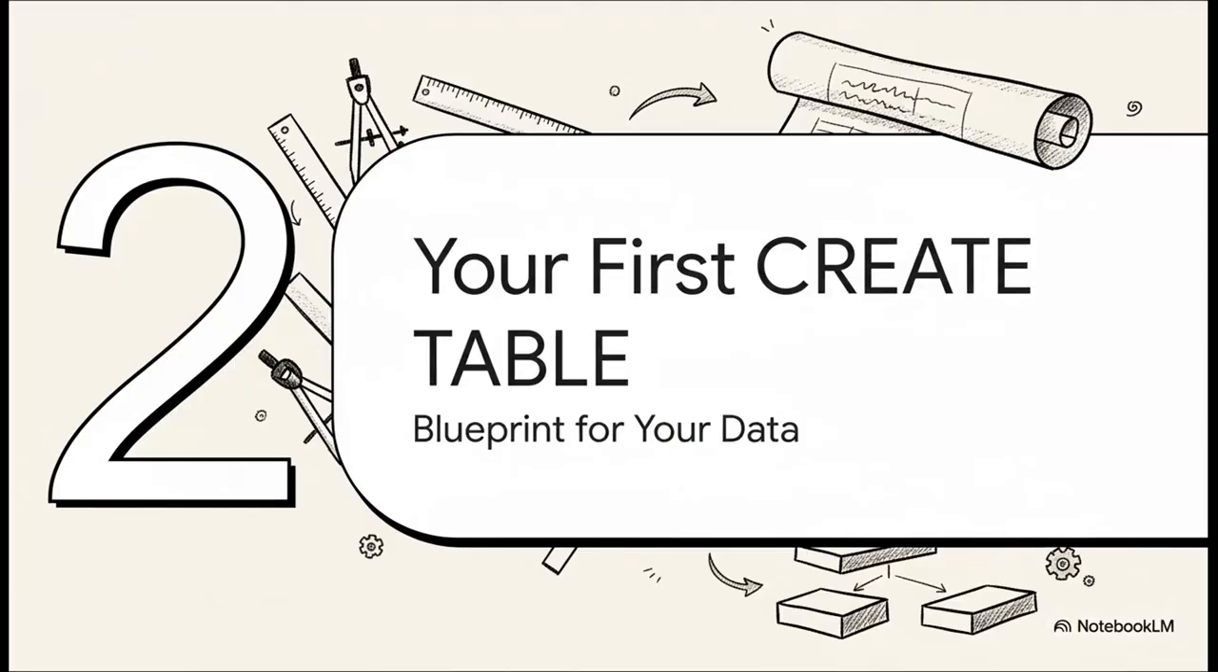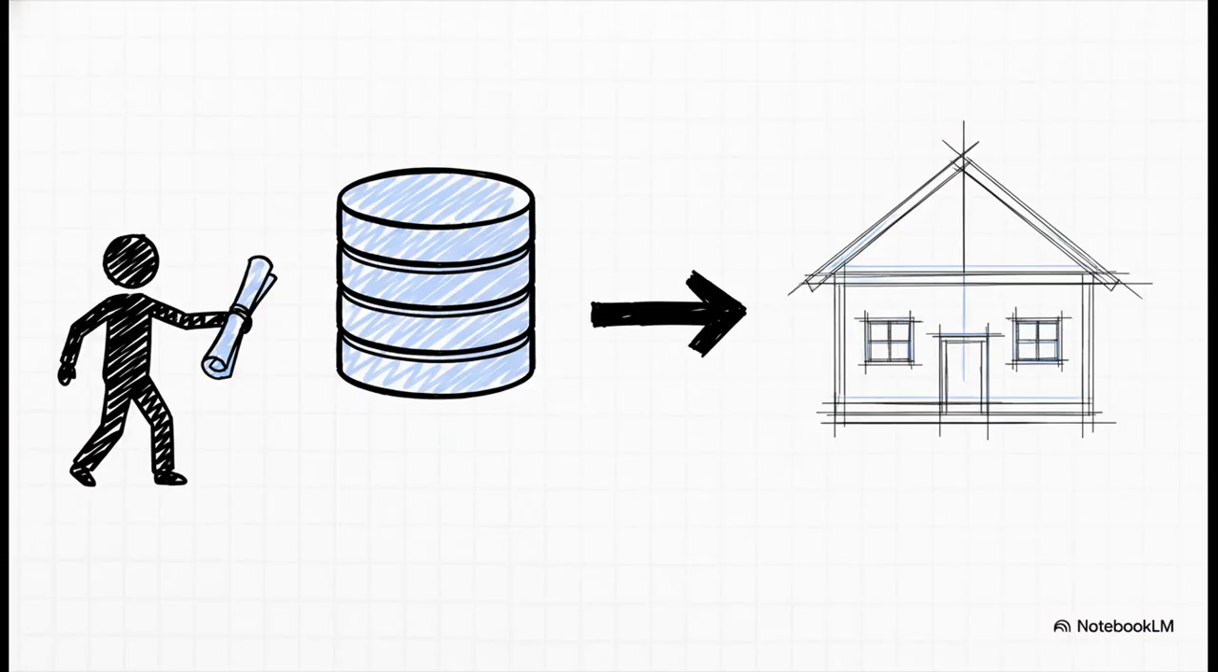All right, that's enough theory. Let's get hands-on and actually build one of these things. This is where we get to draw the blueprint for our data. The magic command we use is create table. It's pretty much what it sounds like. It's the instruction we give to the database telling it, hey, I need a new spot to store some information, and here are the exact rules for how it should be structured. You can think of it like an architect handing over the final plans to a construction crew.